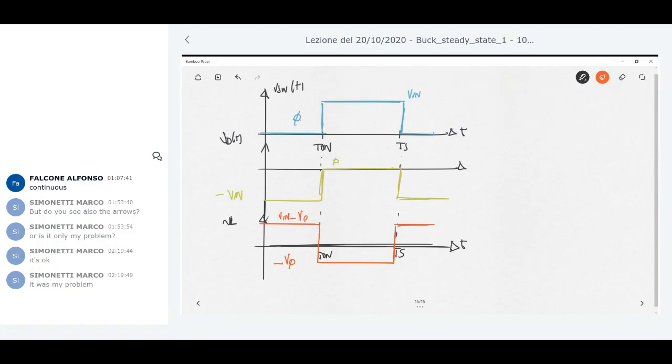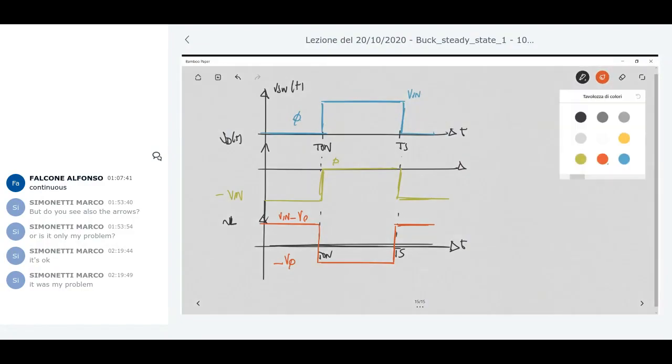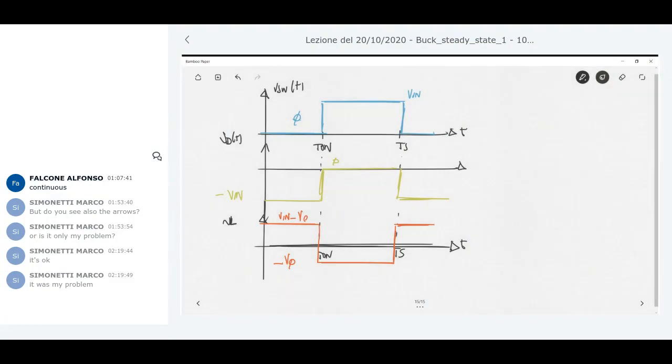But this voltage waveform is also important for another concept, which is important in the description of the converter, called the inductor voltage second balance.